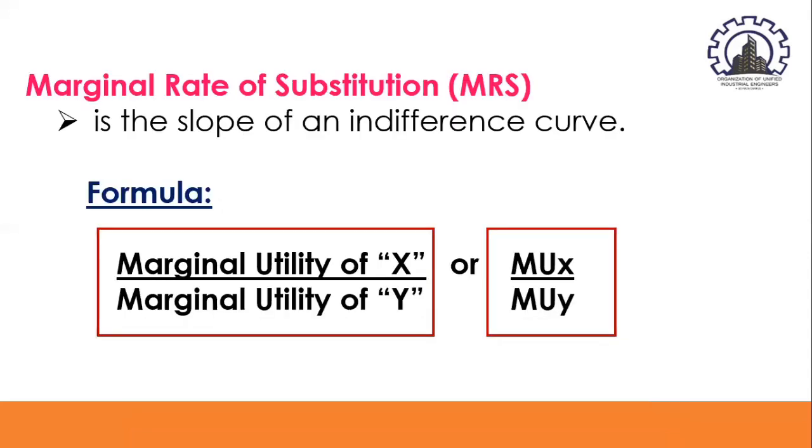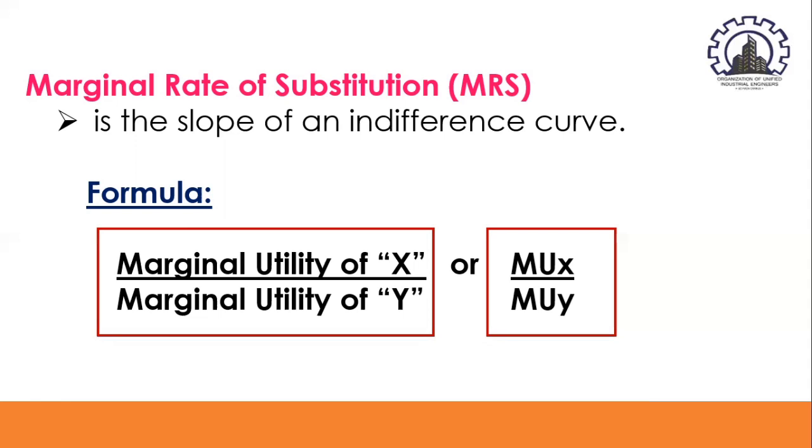So what do we mean by marginal rate of substitution, or MRS? It is the slope of an indifference curve. It shows the rate at the margin at which the consumer will substitute one good for the other to remain equally satisfied. This is calculated as the marginal utility of good X over the marginal utility of good Y, or MUx over MUy.